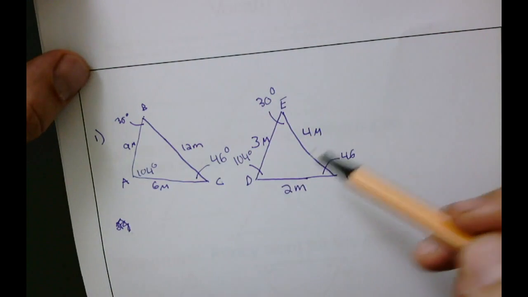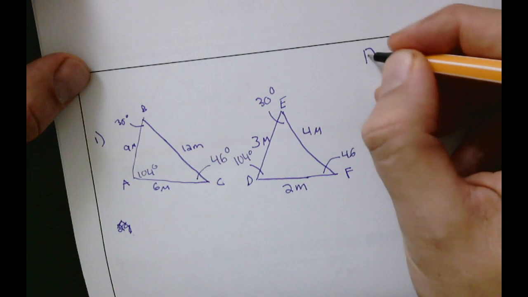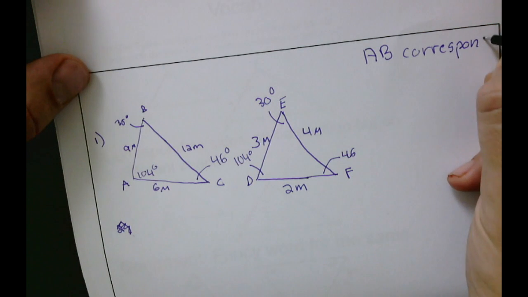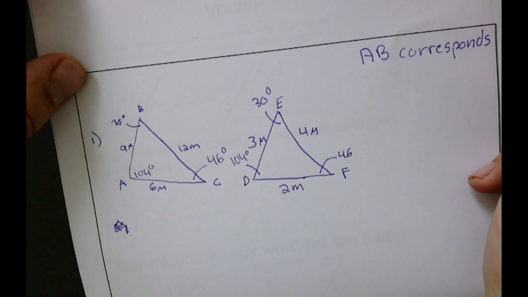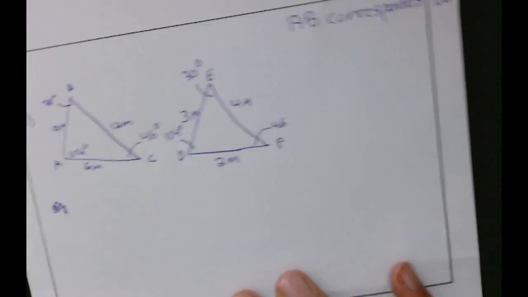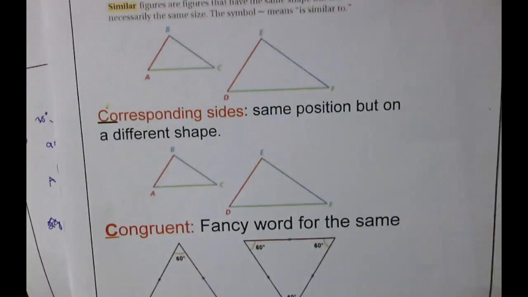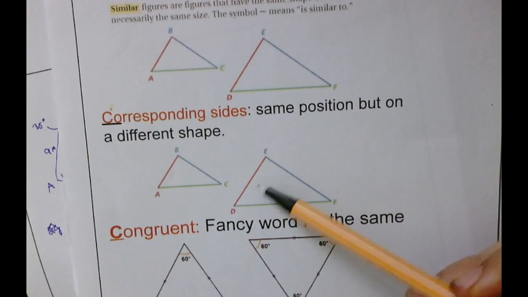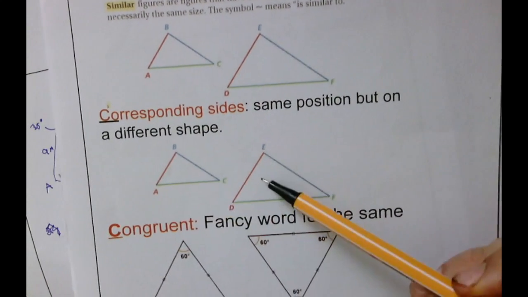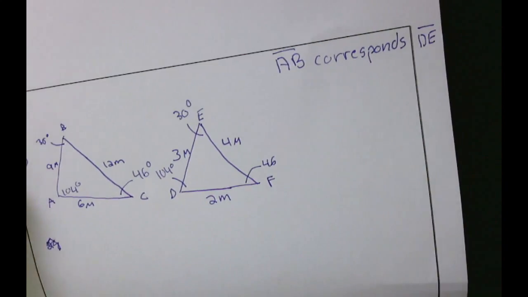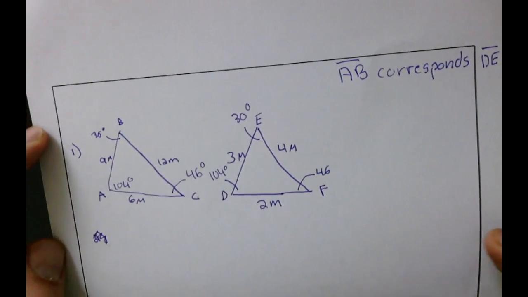AB corresponds with DE. Remember, the definition for corresponds is the same position relative to the other line. Same position, different line. We want to make sure we include line segments above AB and DE.